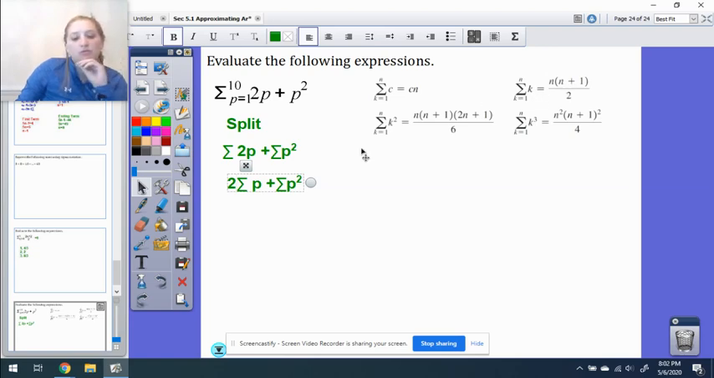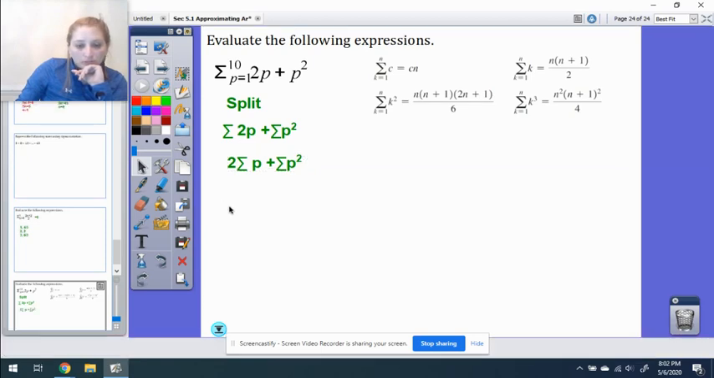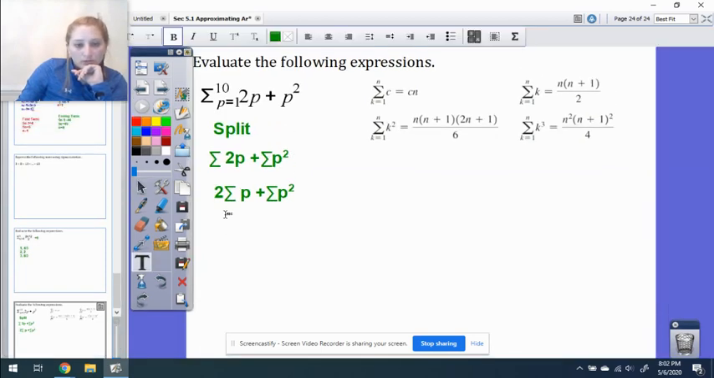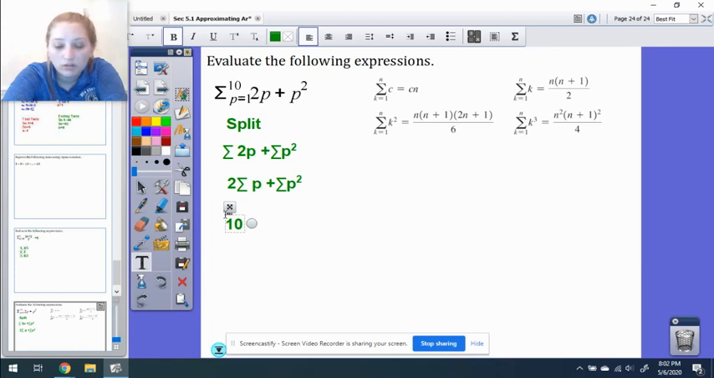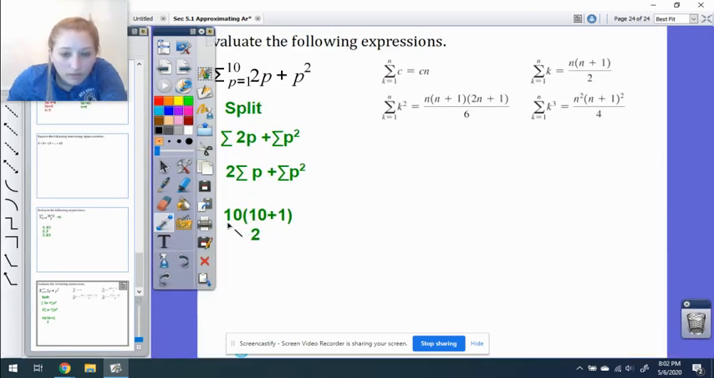So we're going to use this rule, and our upper bound is 10. So we're going to say 10 plus 1, and that is all divided by 2. So I'm going to do that and do this. Okay, looks pretty good.